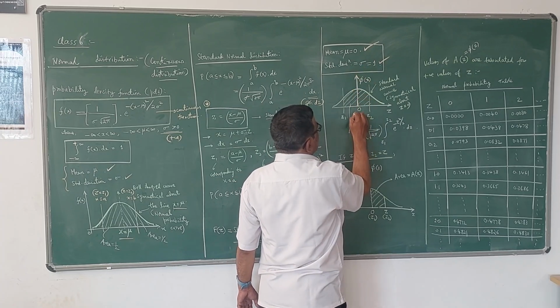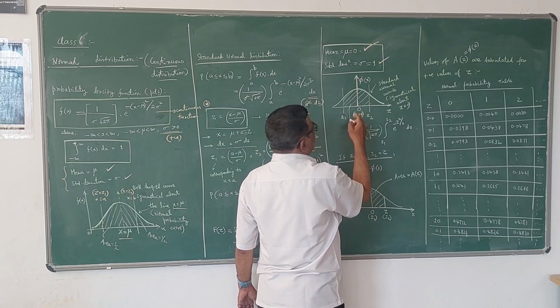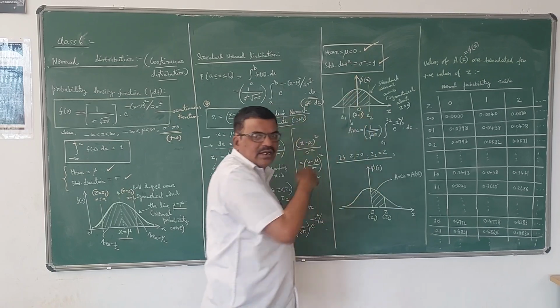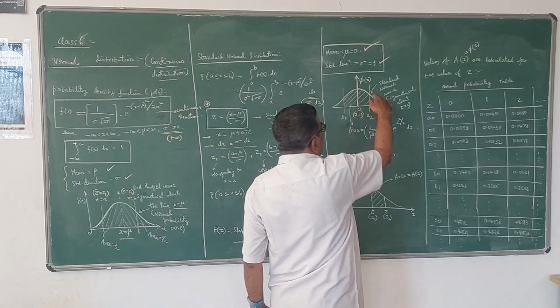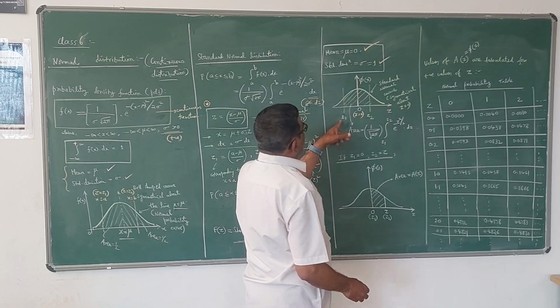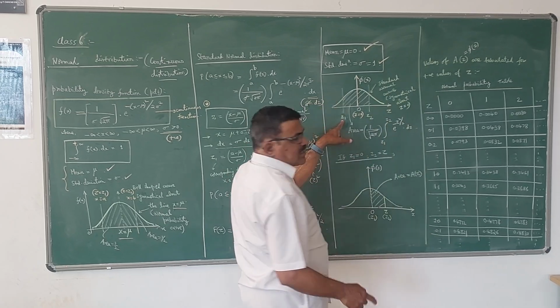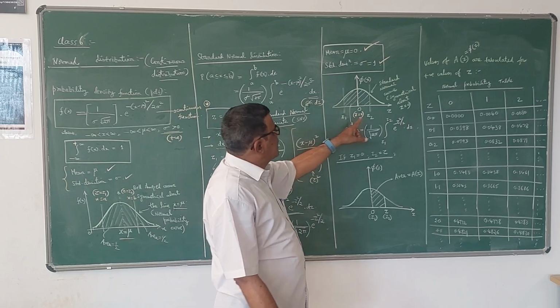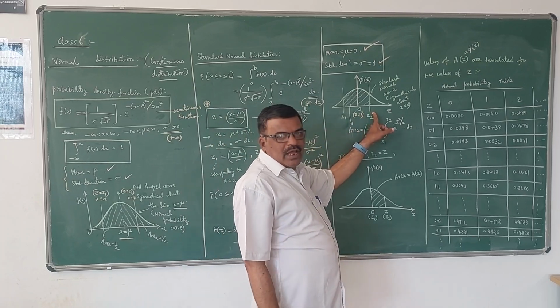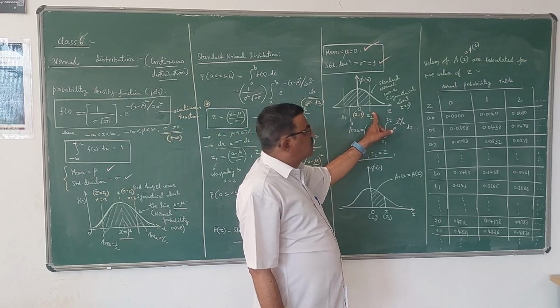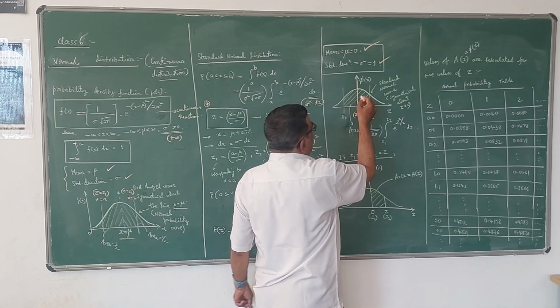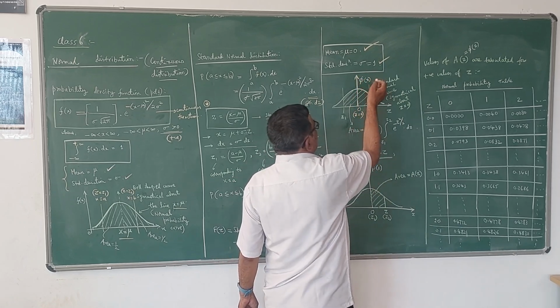This line is z is equal to 0. Z is equal to 0 along this line, is it not? So this is a bell shaped thing. So instead of taking x is equal to a, I will take z is equal to z1. Instead of taking x is equal to b, I will take z is equal to z2. So the area on this function I will take as phi of z.